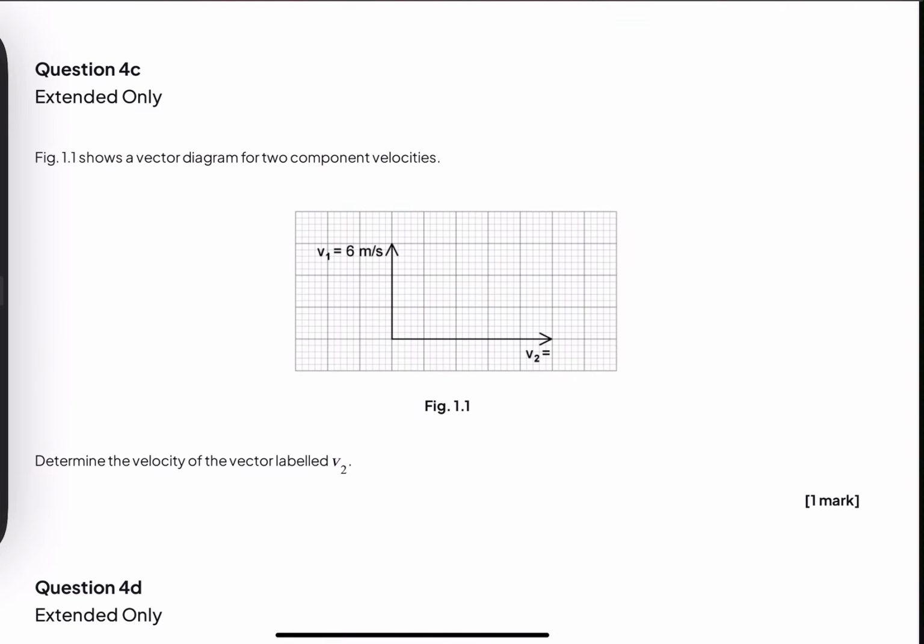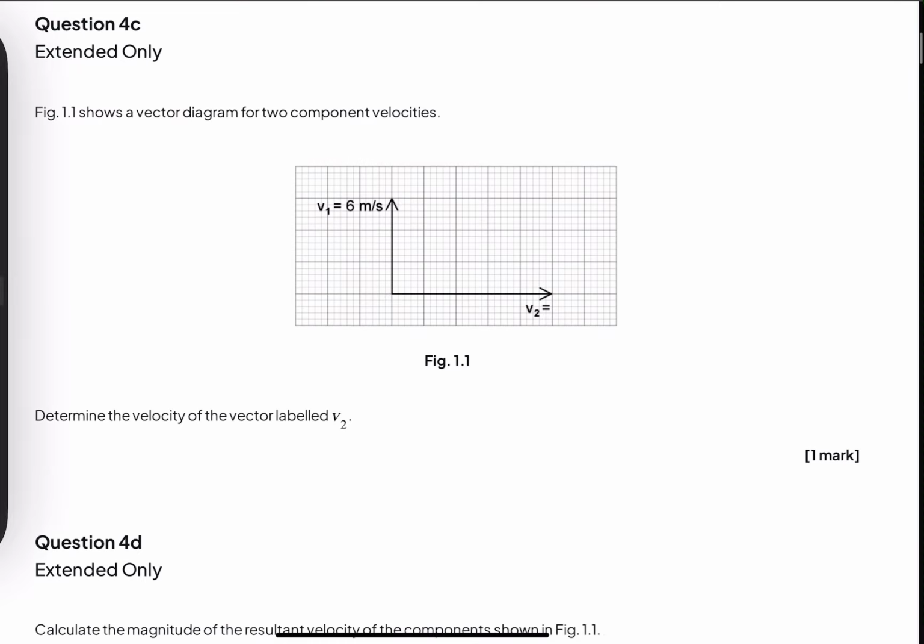In the next question, they're asking you to show a vector diagram for two components of velocity. Determine the velocity v2. If you see, v1 is given, you have to find v2. v1 is 6 meter per second. It starts from this point and ends at this point. So it is one complete box, 2, and 3. So 3 big boxes represent a velocity of 6 meter per second. So one box is 6 divided by 3, which is equal to 2 meter per second.